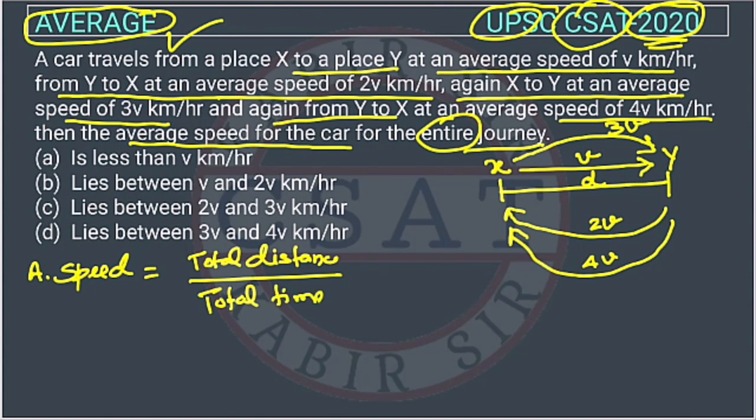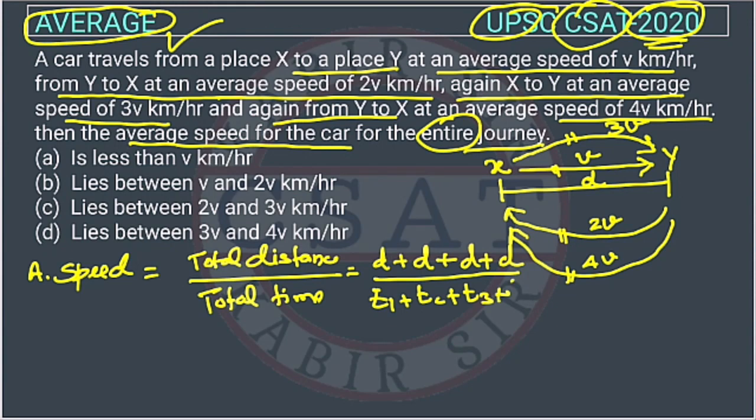So total distance is how much? Total distance is D. In each round the distance will remain the same: D plus D plus D plus D. Suppose the timing is T1 plus T2 plus T3 plus T4.